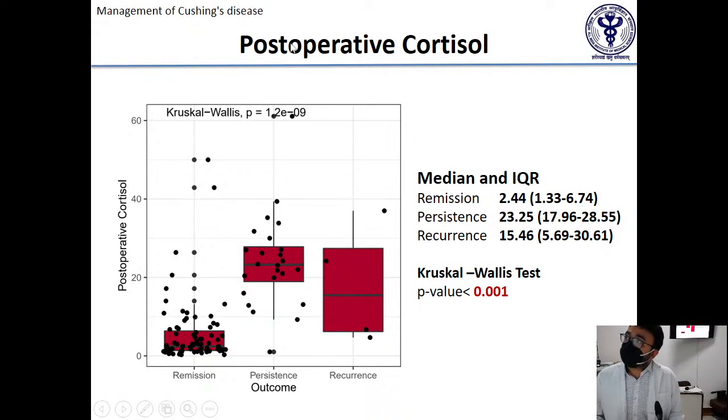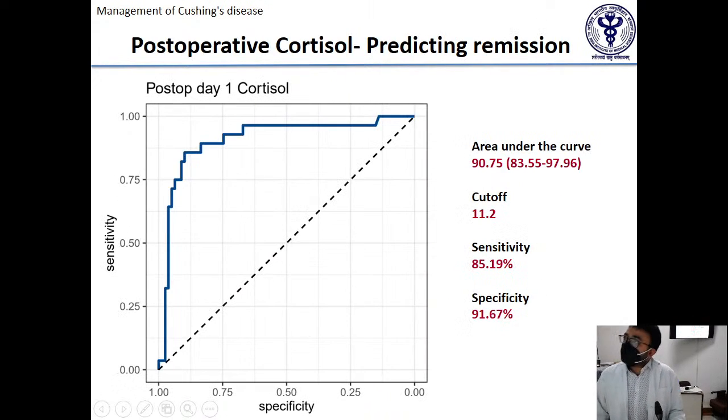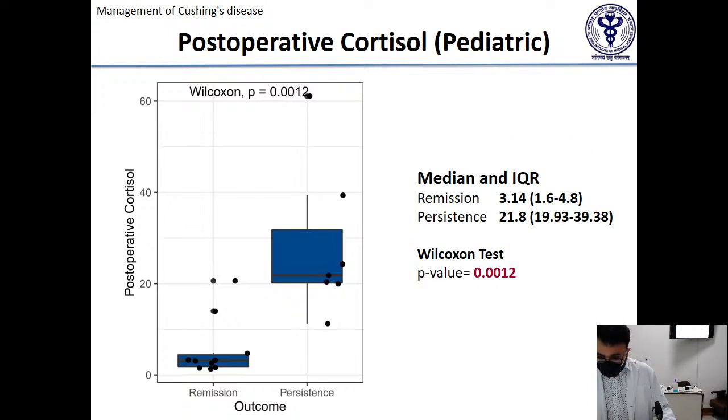However, the post-op cortisol was found to be a significant predictor of the outcome, with patients in the remission group having a median of about 2.4 micrograms per deciliter, whereas those in persistence had around 23 and the recurrence group around 15. So based on this data, we tried receiver operator curve analysis, and we found that post-operative cortisol predicting remission was around 90% accurate in area, with a cutoff of 11.2, a sensitivity of around 85% and specificity of around 92%.